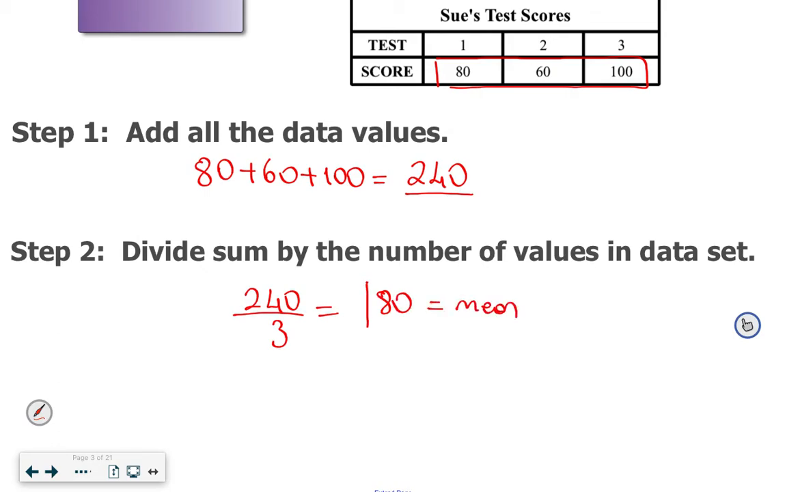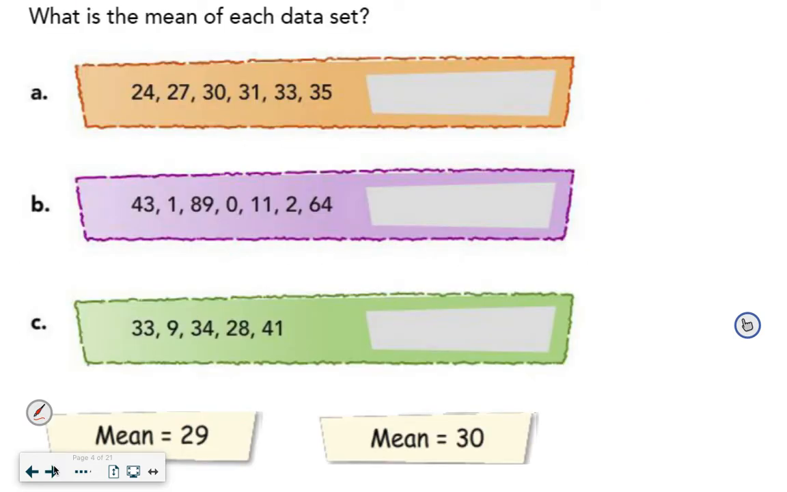This is how we are finding mean. Adding all the data, divide by number of the data. Next, what is the mean of each data set? As I told you, to be able to find mean, you need to add all the data, divide by number of data.